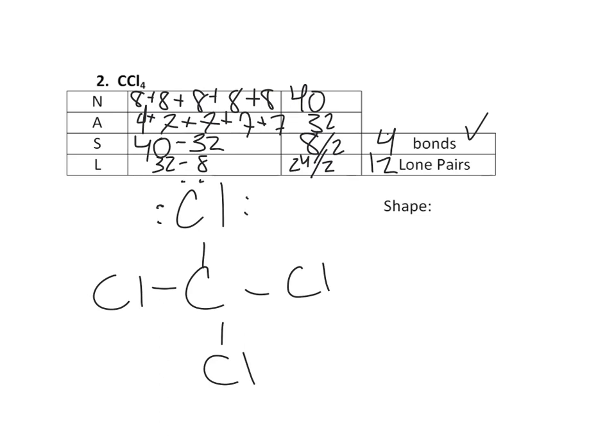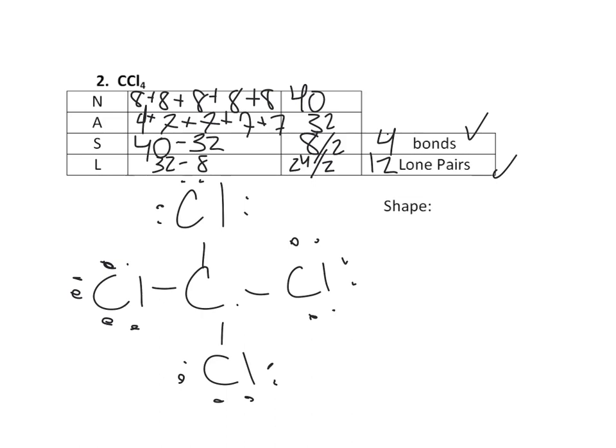Alright, Cl now has 8. This Cl now has 8. The bottom Cl has 8. That Cl has 8. Let's make sure we've used all our lone pairs. 1, 2, 3, 4, 5, 6, 7, 8, 9, 10, 11, 12. So we've used all of our lone pairs, which means the carbon in the center doesn't get any. So now we can safely say we have our molecule drawn.